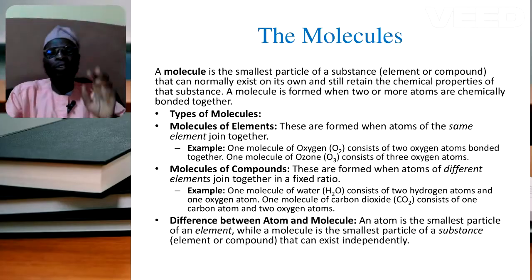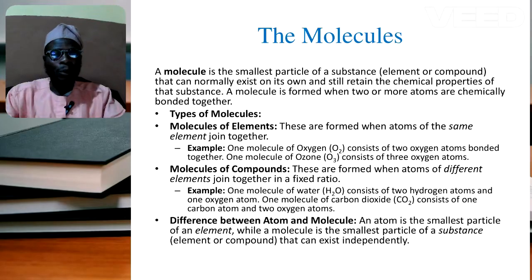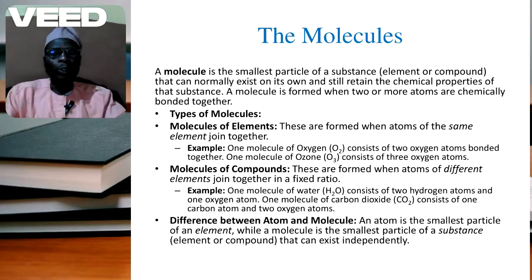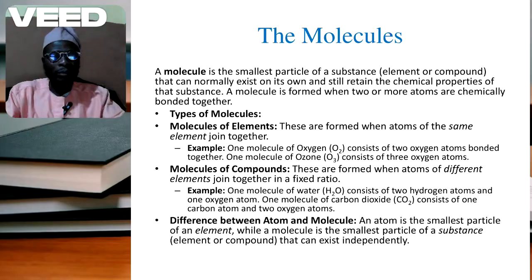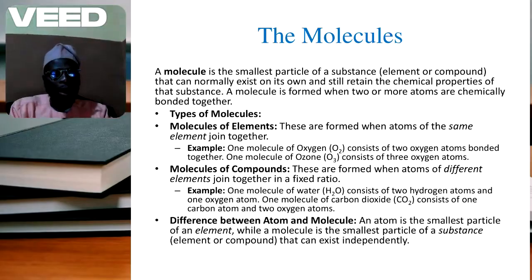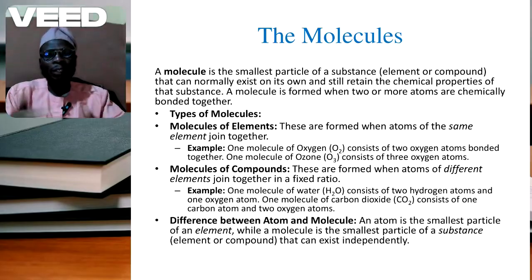So tó lè dá dúró fún alára rẹ̀ láì jẹ́ pé bóyá ó fara ti nǹkan kan. So là ń pè ní molecule. And the molecule can be divided into two. So we have molecule of an element and we have molecule of compound. So when we say molecule of element now, òun náà ní kí element kan dá dúró. So bó ṣe dá dúró yẹn là ń pè ní molecule of elements. And these are formed when atoms of the same element join together.